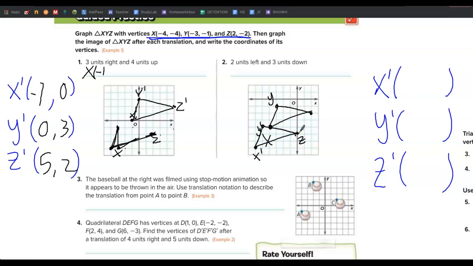Okay, so that's what your picture for number 3 should look like. And then the coordinate points should be -6, -7, -5, -4, and 0, -5. Yes. I gave you your homework. You have the rest of the class period to work on it.